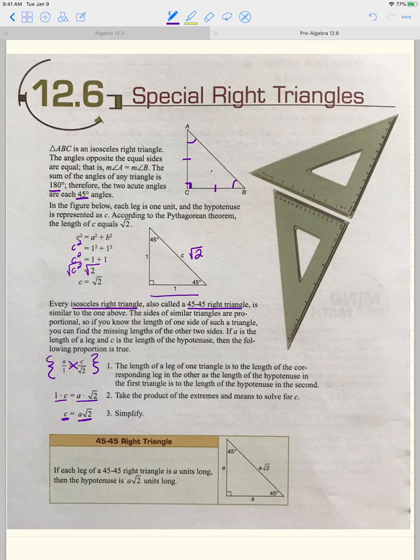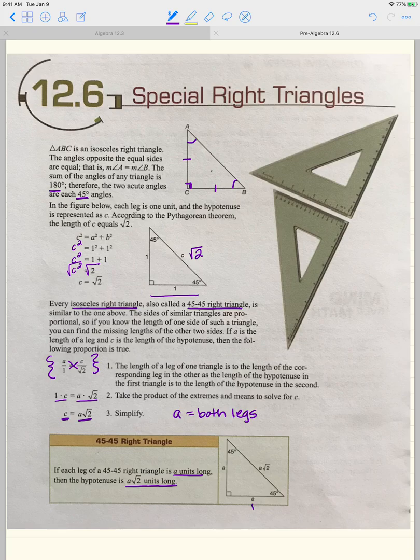And remember that in an isosceles right triangle, A would refer to both of the legs because the legs are the same length because it's an isosceles right triangle. So the legs are the same length, all right? So in every 45-45 right triangle or isosceles right triangle, if each leg of a 45-45 right triangle is A units long, then the hypotenuse is A square root of 2 units long for every single isosceles right triangle, or what we also call a 45-45 right triangle.